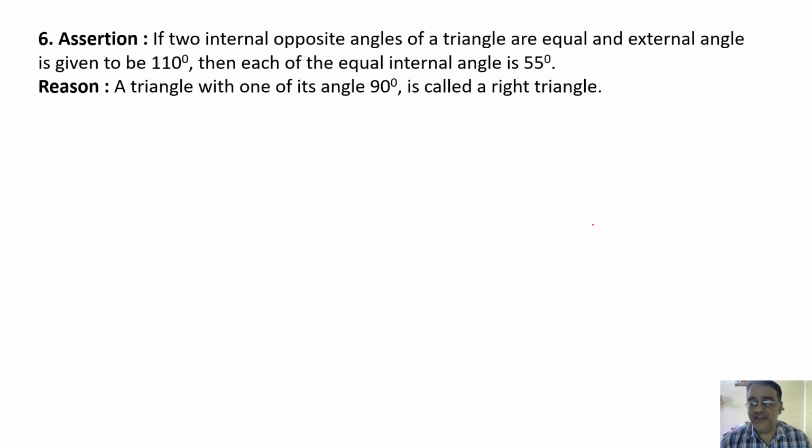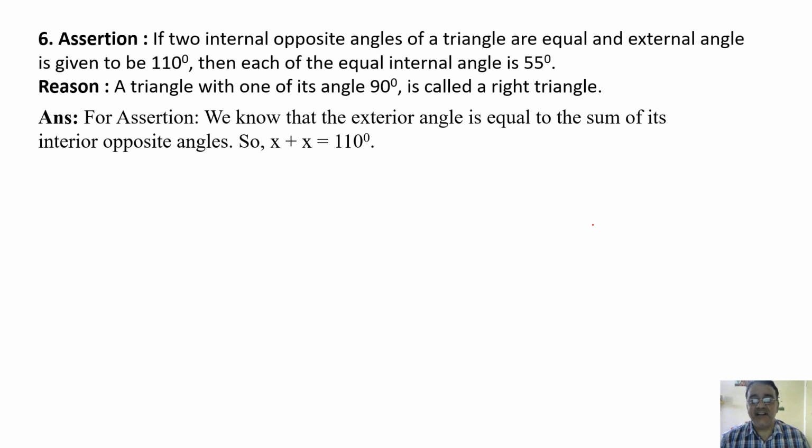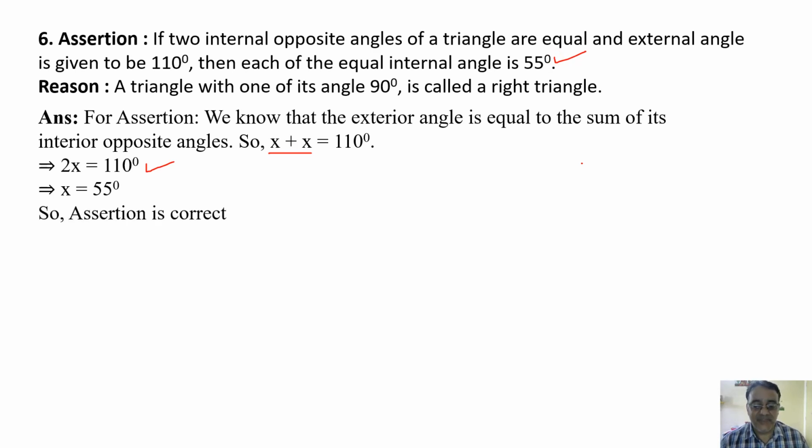So for assertion we have to use exterior angle property of triangle. So we know that the exterior angle is equal to the sum of its interior opposite angle, and it is given that both the interior opposite angles are equal. So x plus x is equals to 110 degree. So 2x is equals to 110 degree. So what is the value of x? 55 degrees. 55 degree, right? And 55 it is already given. It is given in this assertion. So that means assertion is correct.